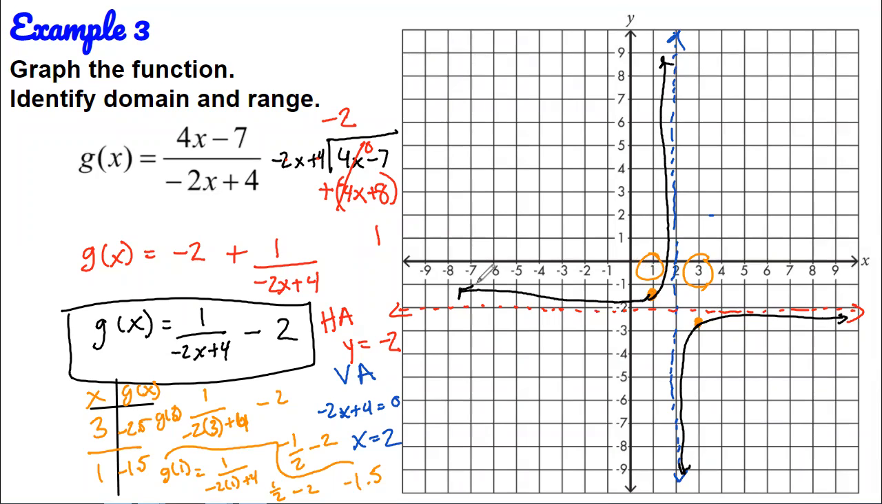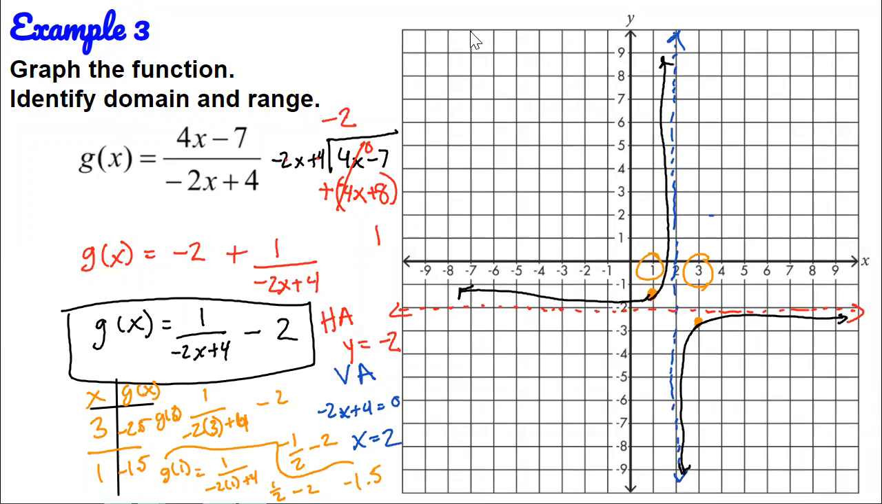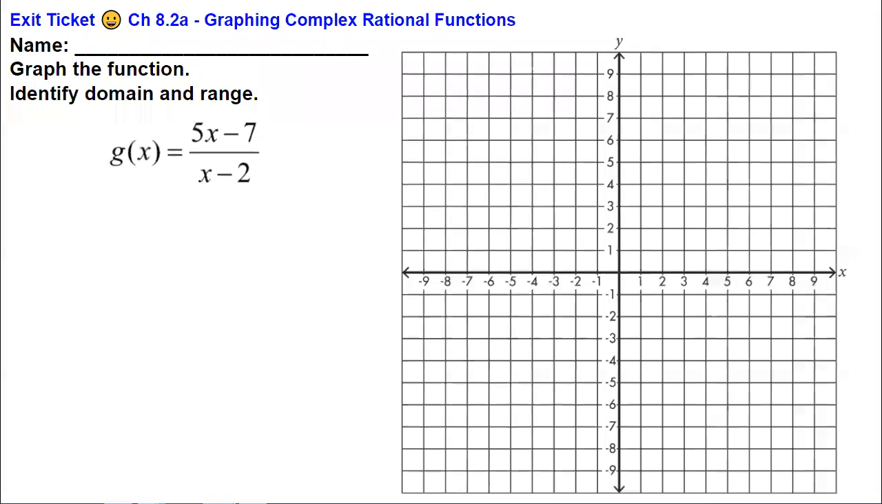You ready for the exit ticket? All right. Let me save and clear. I'll show you the exit ticket in a bit. So here's your exit ticket. G of x equals 5x minus 7 over x minus 2. Go ahead and try it out.